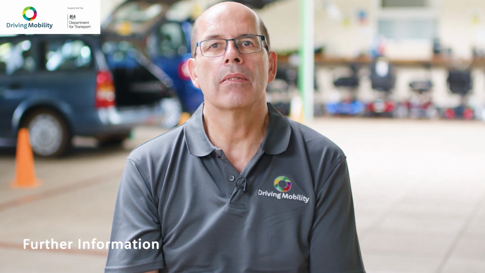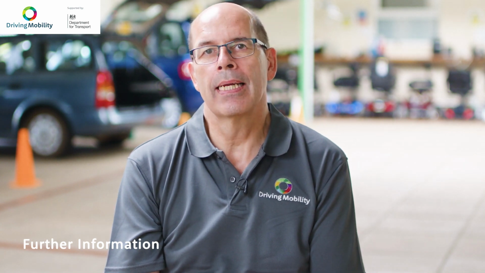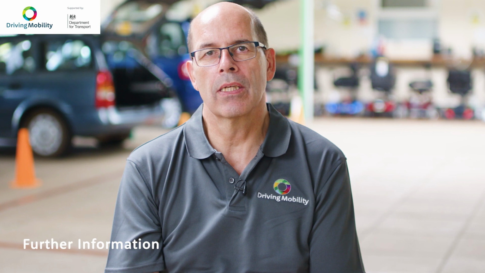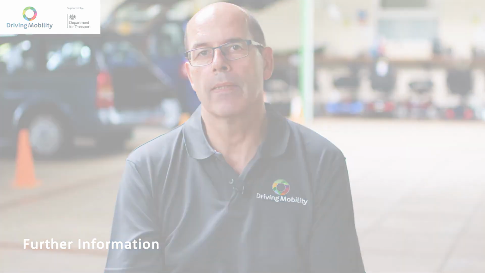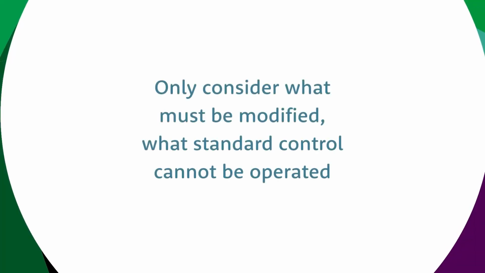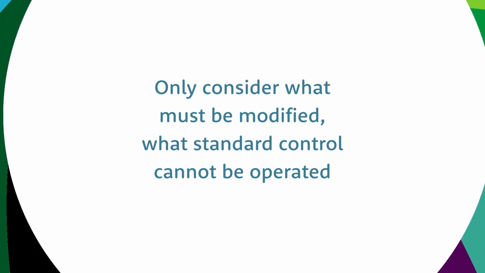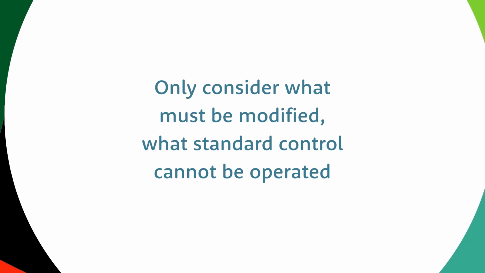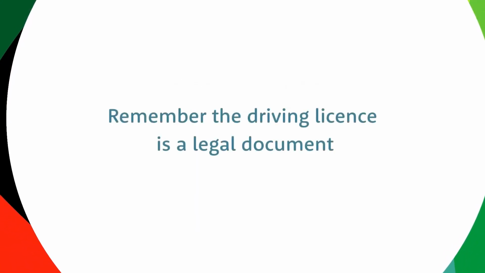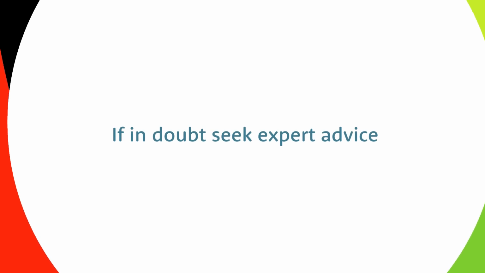I do hope that this has been useful and you can see that assigning and interpreting driving licence restriction codes is simpler than it first appears. You only need to consider what must be modified, what standard control cannot be operated because of the driver's physical disability. Remember that the driving licence is a legal document. It is a serious matter to advise on any restriction code. If in doubt, please seek expert advice.